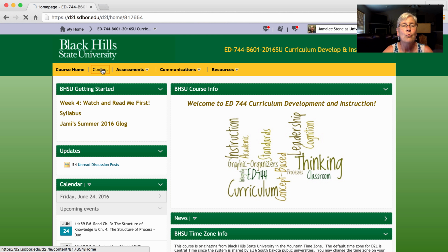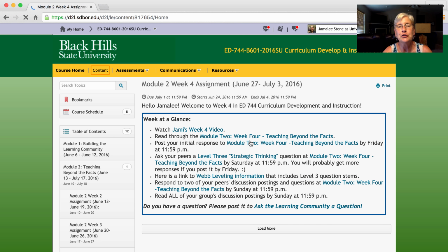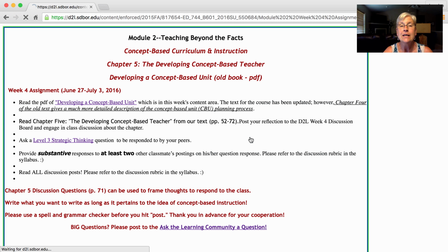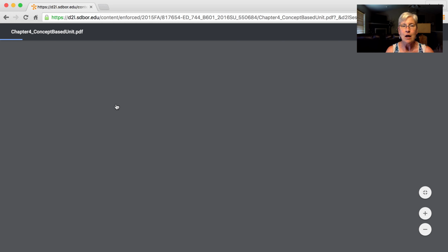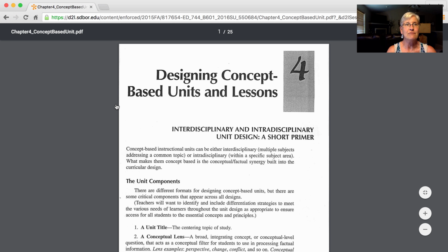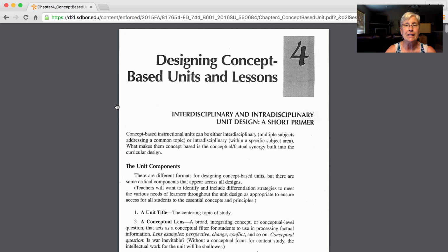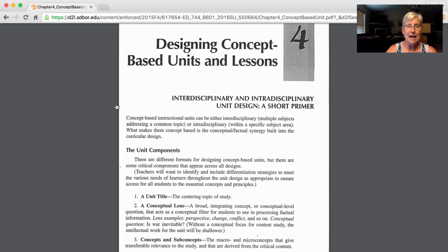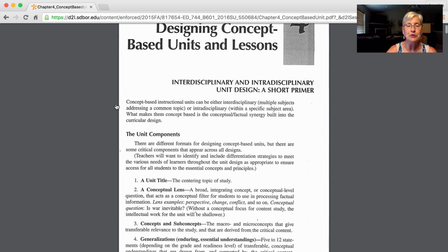This week what I'm going to ask you to do is to read chapter 4 of the old book by Erickson, and the reason for that is because there's just a lot more detail on what is involved in a concept-based unit, and then also there is an example of a two-dimensional unit and then a change to a three-dimensional unit.